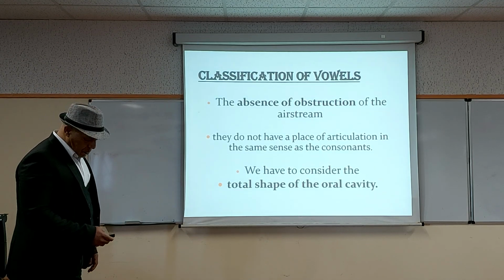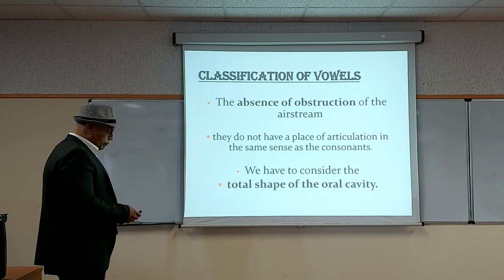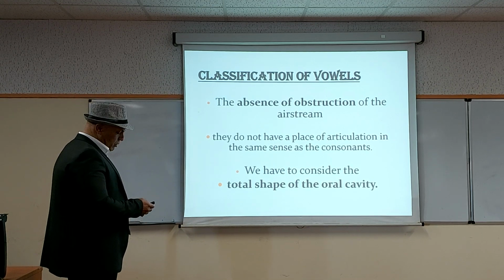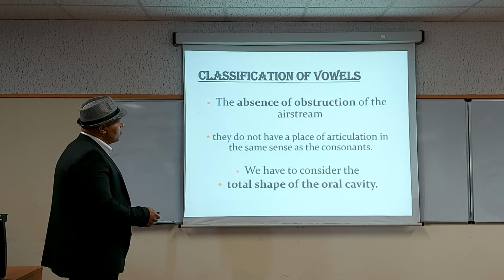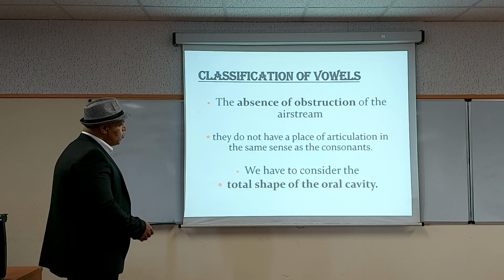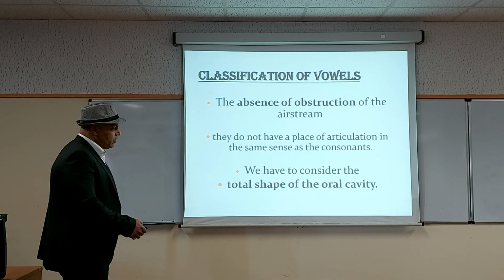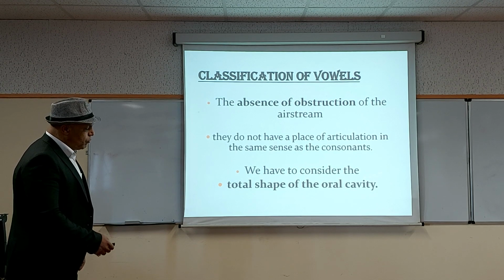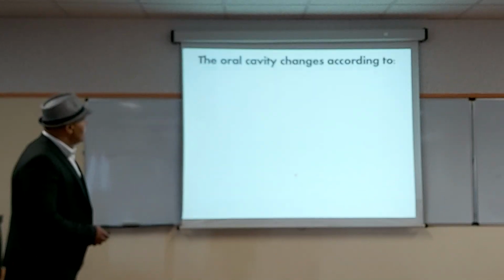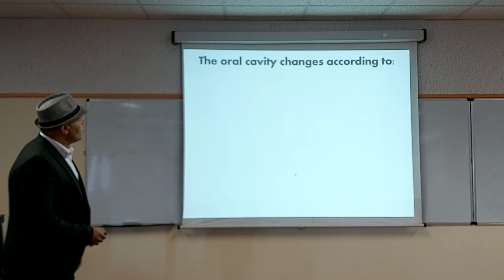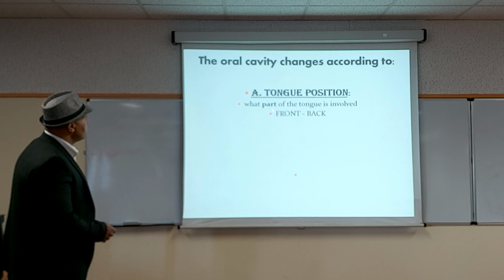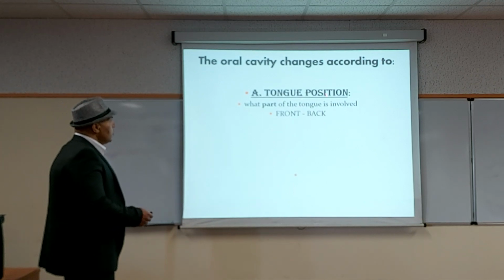Classification of the vowels. As I said before, in the production of the vowels, there is an absence of obstruction of the air. They don't have places of articulation or manners of articulation in the same sense as the consonants. We have to consider just the total shape of the oral cavity. So the oral cavity changes, and we classify the vowels according to the tongue position.